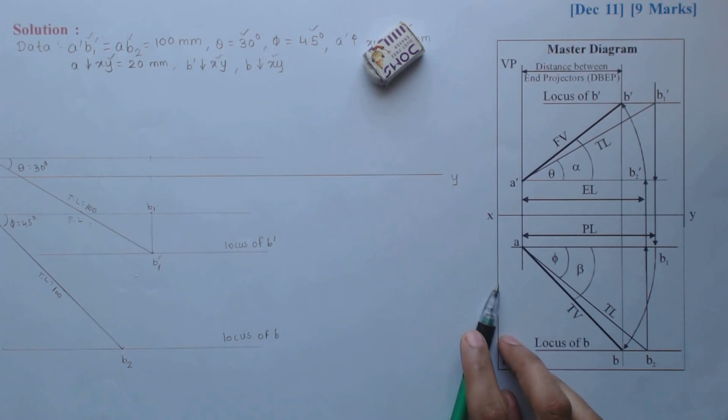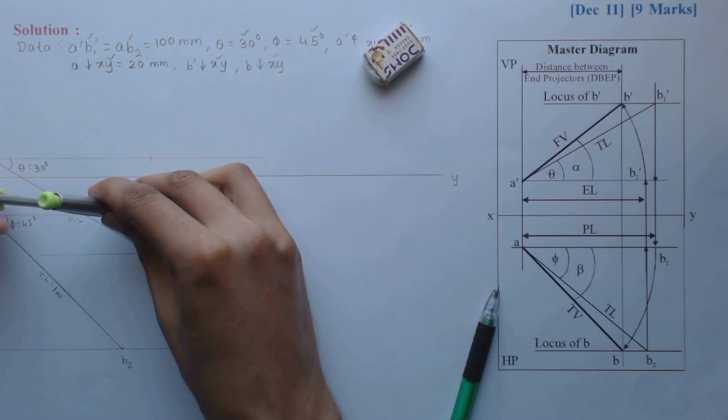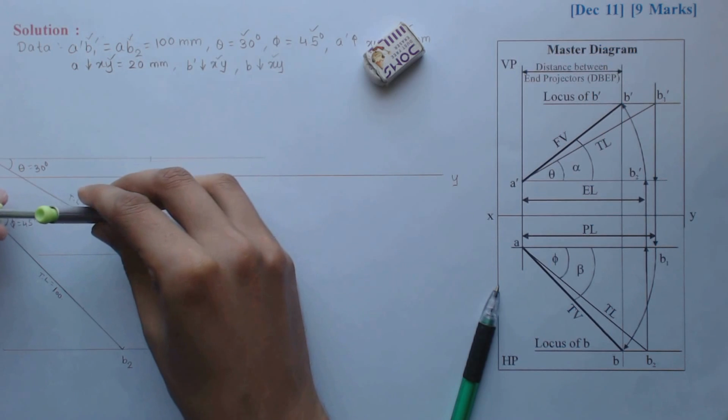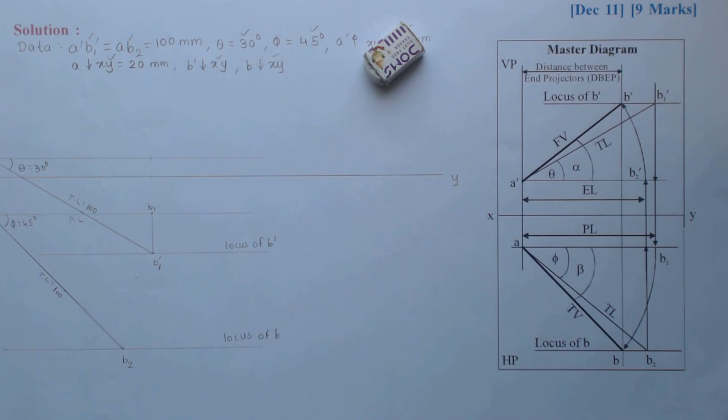So now I can take the distance equal to the plan length in the compass, and I can produce the arc up to the locus of B. So with AB1 as the distance in the compass and A as the center, I'll produce the arc till it cuts the locus of B. So this will give me the required point B. Okay, so we have got the final top view for point B.